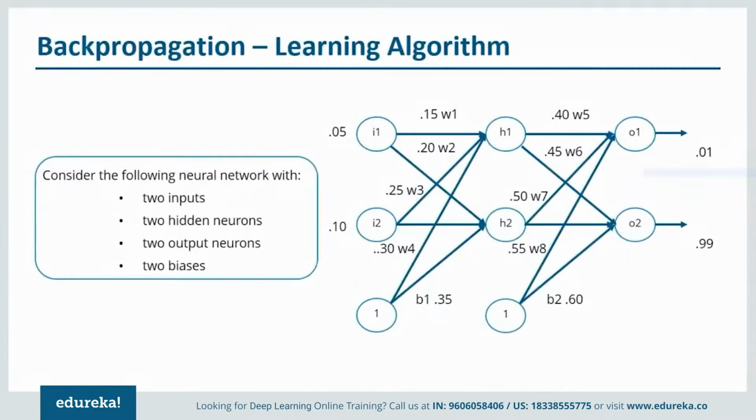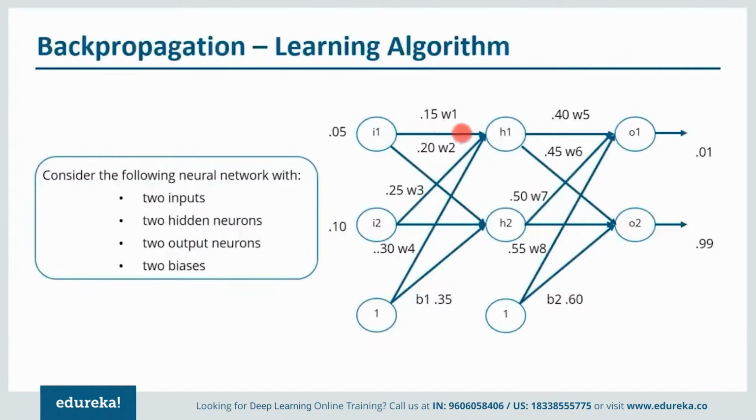Let us understand this with an example that is there in front of your screen. These two are our input neurons, these two are our hidden neurons, and these two are our output neurons. Now our aim is to get 0.01 and 0.99 as our output. At the same time, we have inputs as 0.05 and 0.10.